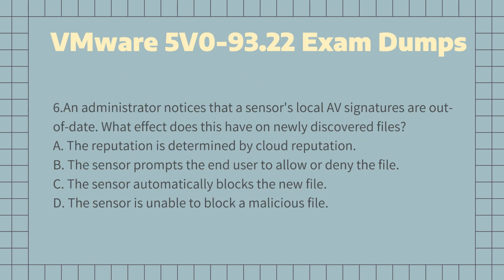6. An administrator notices that a sensor's local AV signatures are out of date. What effect does this have on newly discovered files? A. The reputation is determined by cloud reputation. B. The sensor prompts the end user to allow or deny the file. C. The sensor automatically blocks the new file. D. The sensor is unable to block a malicious file.